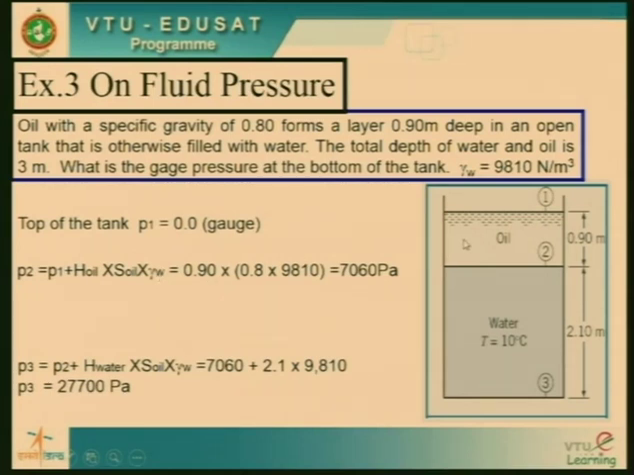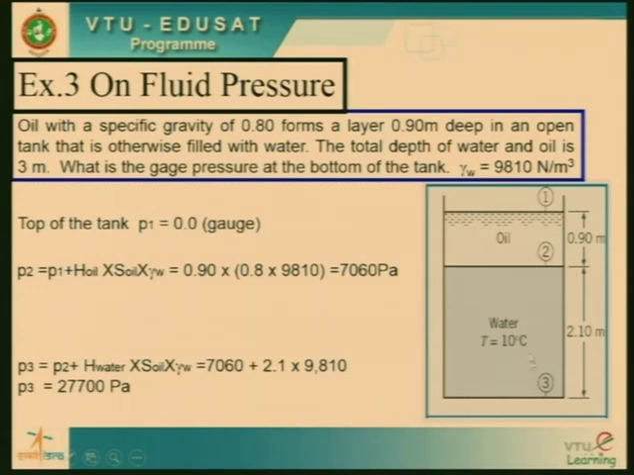Let us see what these values are. Height of the oil portion is 0.9 meter, as mentioned. Specific gravity of the oil is given as 0.8 in the statement. I take 0.8. Gamma W, specific weight of the water, is 9810, always 9810. Multiply that, and since P1 is 0, you get 0 plus this value, 706 Pascal. So pressure will be varying like this. It will come like this, right?